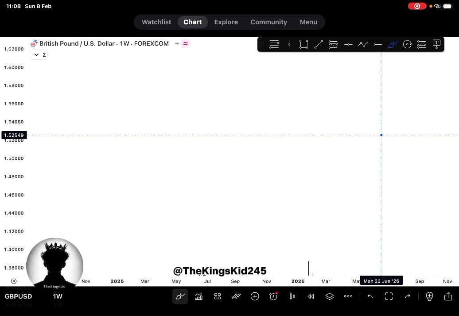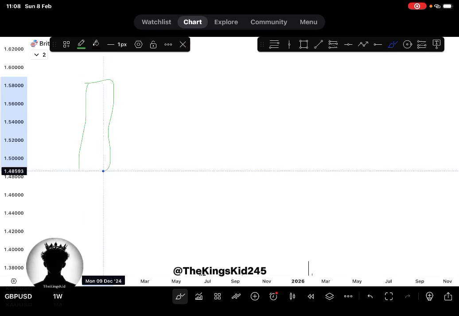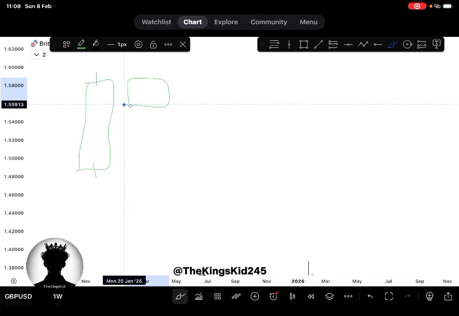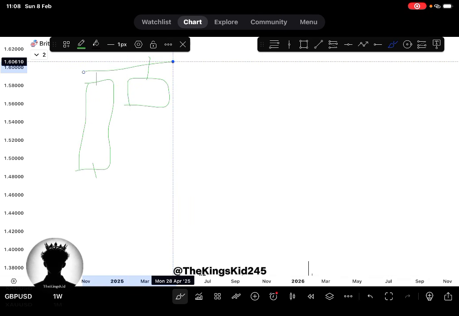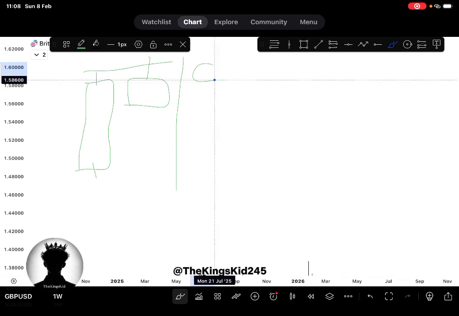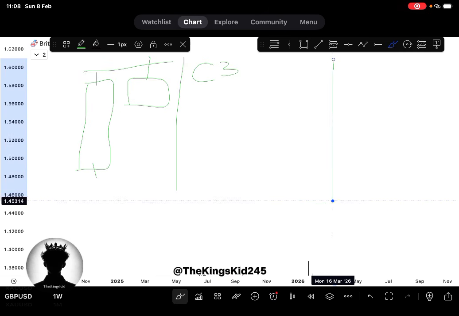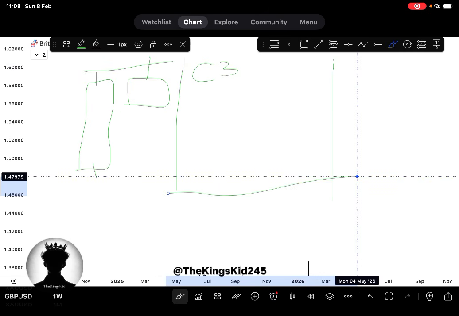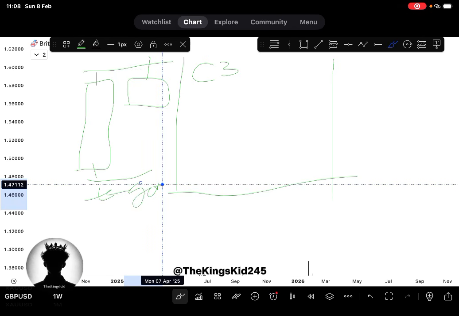Now if you have a CRT or a range right about here, then you are expecting C3 to form here. Now this is where it gets saucy. You're expecting C3 to form here so that it can come and take out this target, which is the CRT low or the range low.